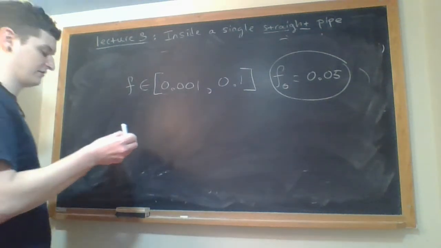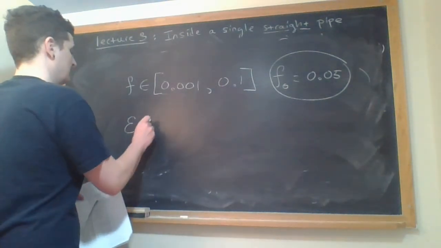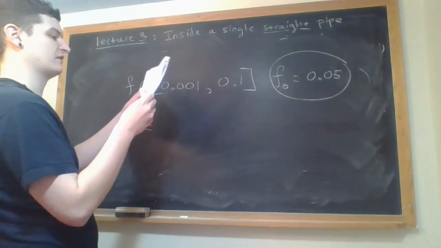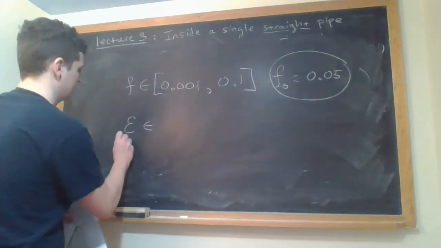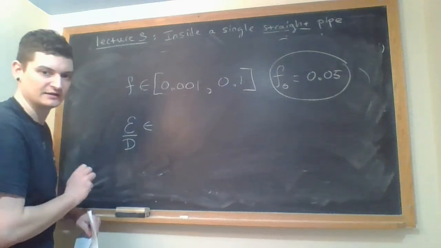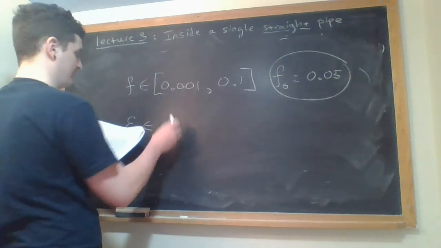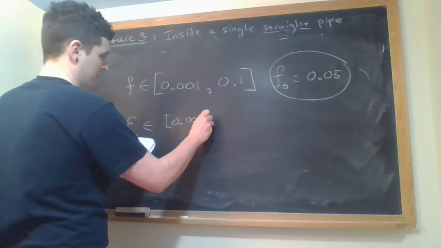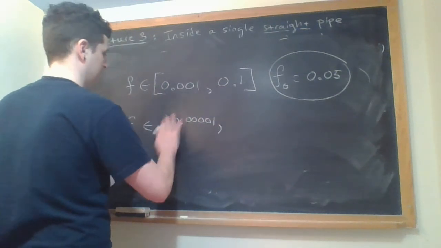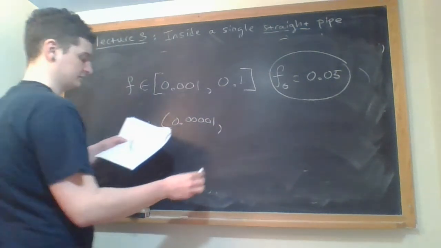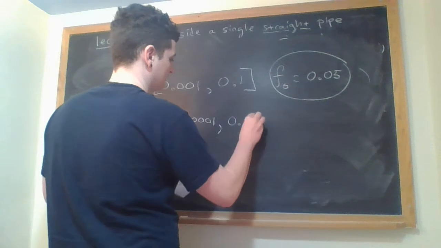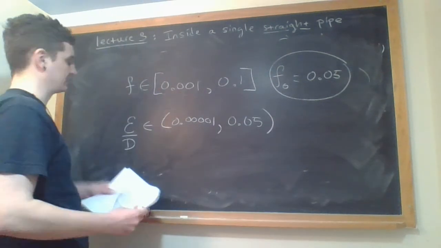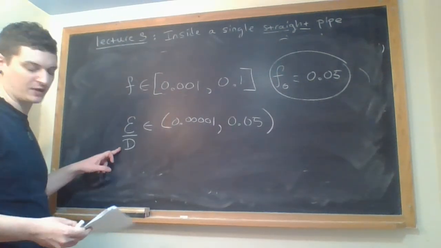Now for values of roughness heights, these are the values, depending on what you have. This non-dimensional roughness height right here lies in a range of about this to about there. So this is the roughness height divided by the diameter of your pipe.